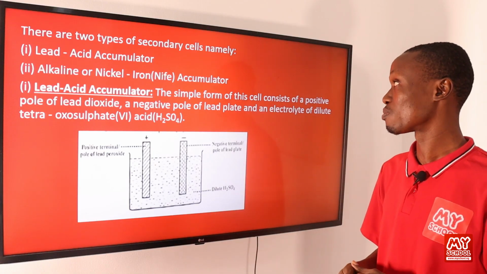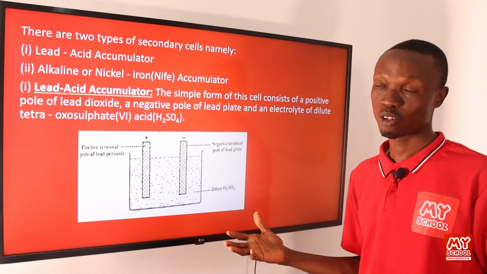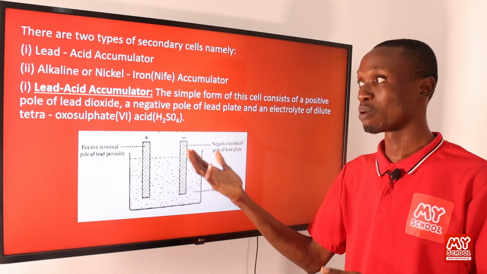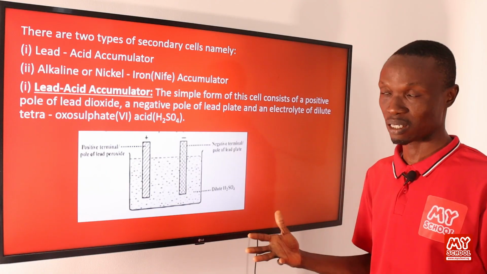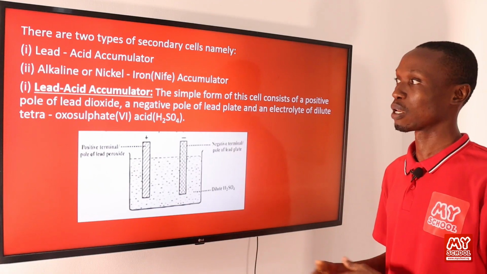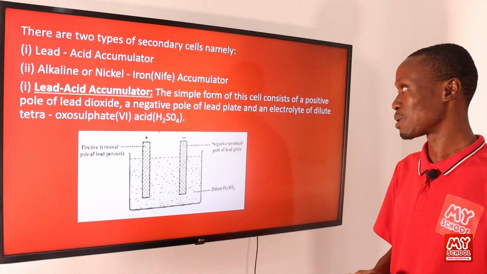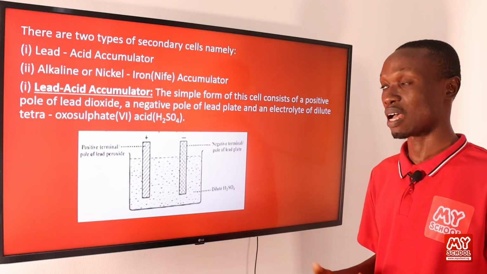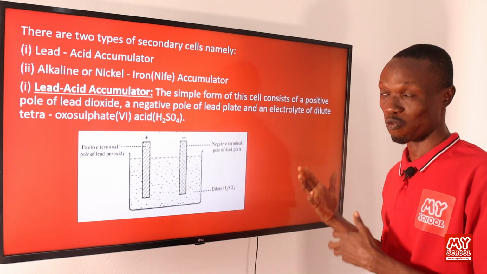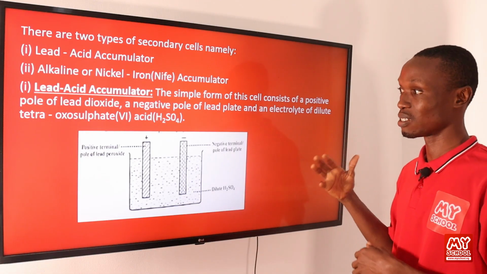The simple form of these cells consists of a positive pole of lead dioxide. In some textbooks, they may use the word lead peroxide. They are still the same, or lead oxide, which is PbO2. So it does depend on the author. While a negative pole of lead plate and an electrolyte of dilute tetraoxosulfate 6 acid, which is H2SO4, commonly known as sulfuric acid, is used as the electrolyte.